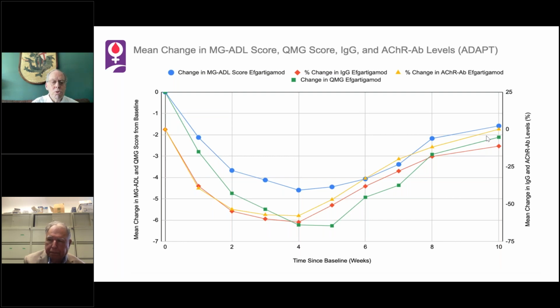Now, the blue and the green levels are scores. The blue is the myasthenia gravis activities of daily living score, and the green is the quality of life in myasthenia gravis.